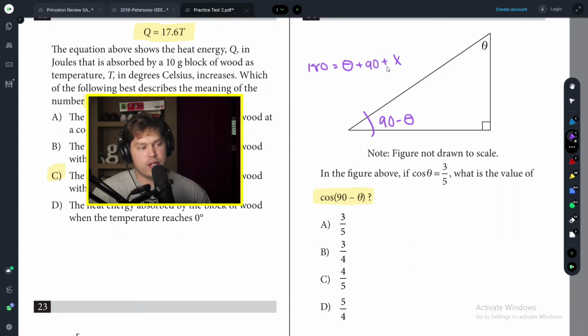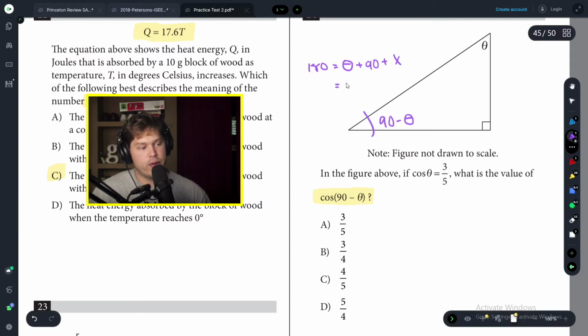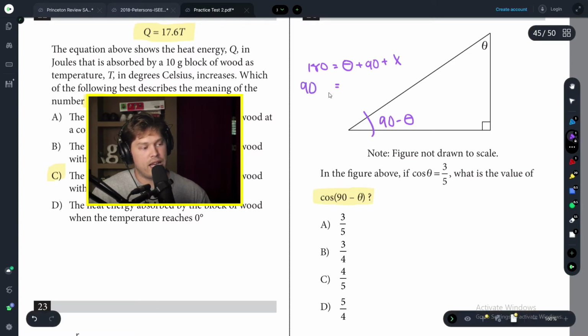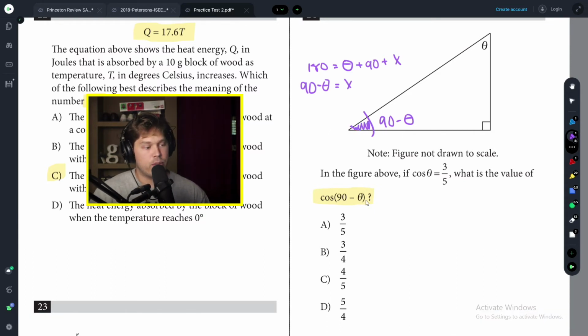And if we were to solve for x, we would subtract 90 from both sides, and we would subtract theta from both sides, and we'll be left with 90 minus theta equals x. Okay, so this third angle is going to be our 90 minus theta. So that's something really important to notice here. So let's go ahead and finish solving this problem.